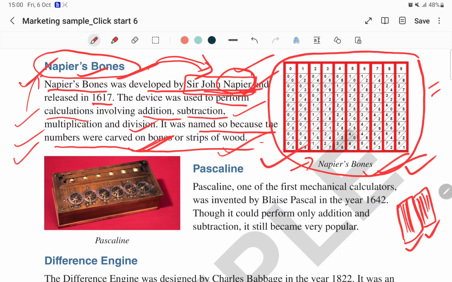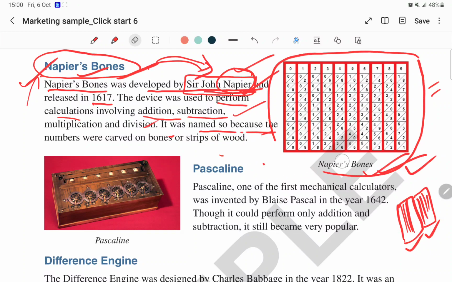Now the next is Pascaline. What is Pascaline? You might have heard about Pascaline. Pascaline is also one of the calculating devices, and this is the first mechanical calculating device.